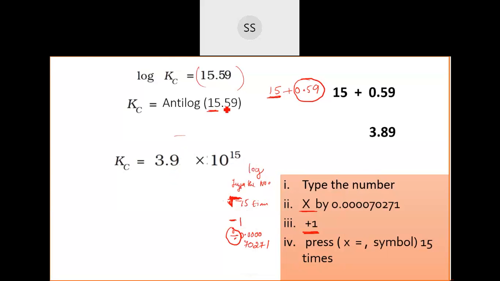And the number which we had before the decimal, that I said will come as power. This is the answer. So Kc is equal to so much is the answer.